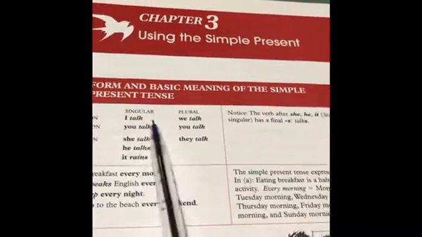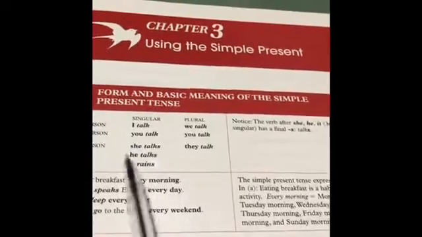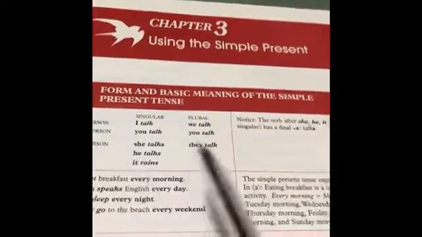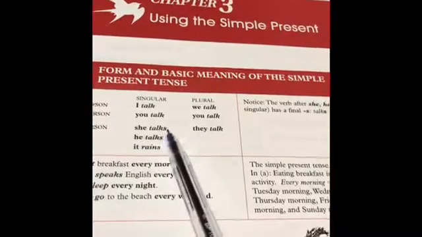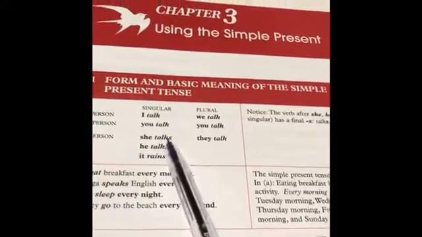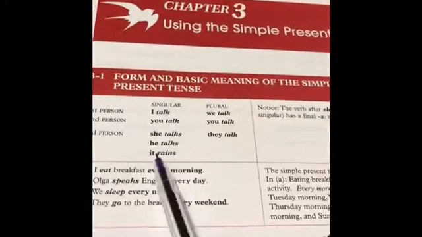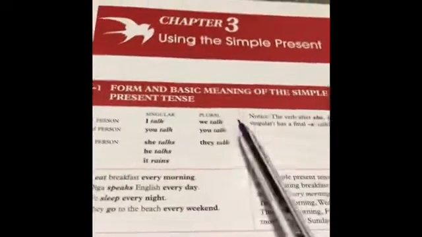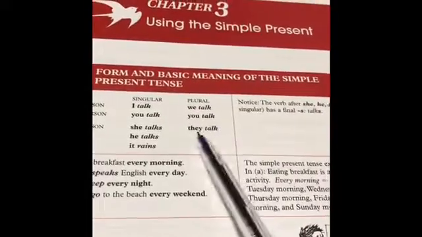I talk, you talk, but she talks, he talks, it rains. يعني لما يكون في عندي he, she, it بضيف s to the verb. بضيف s للفعل. Then she talks, he talks, it rains. أما بالبلورال بقول we talk, you talk, they talk.